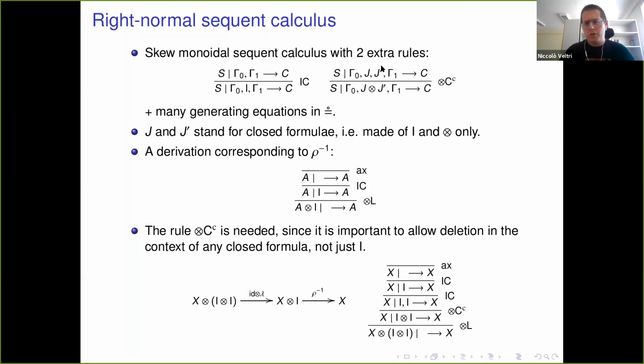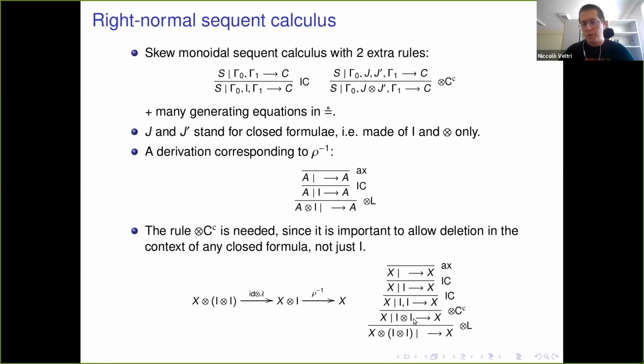This is needed if we want to have cut elimination, because, for example, in any right normal skew monoidal category, you can come up with this composite morphism, from x times I times I into x, in which you apply a lambda here, and then you conclude with rho minus 1. But if we don't have this extra tensor left rule, there is no way of deriving a sequent associated to this type here without using cut. Because now the only sensible thing you can do here is applying the tensor left rule, and now you will be stuck if you don't have this rule.